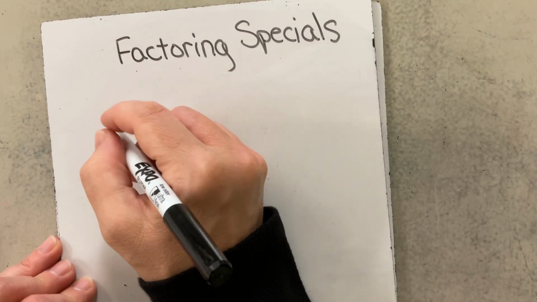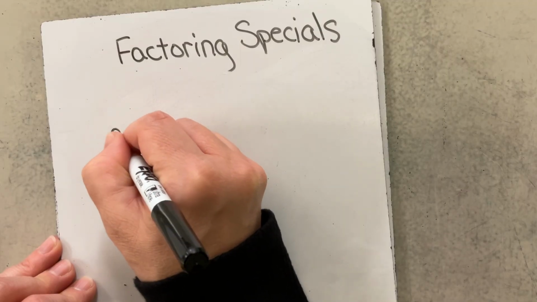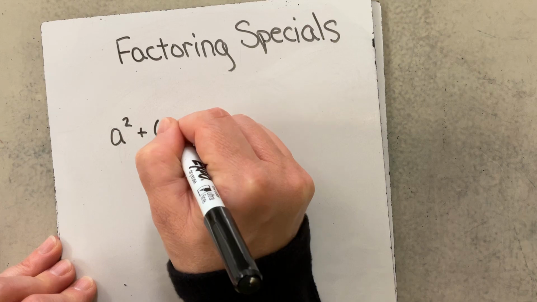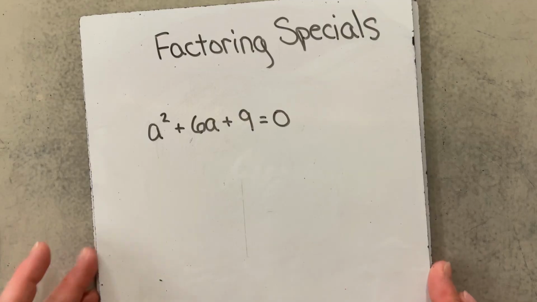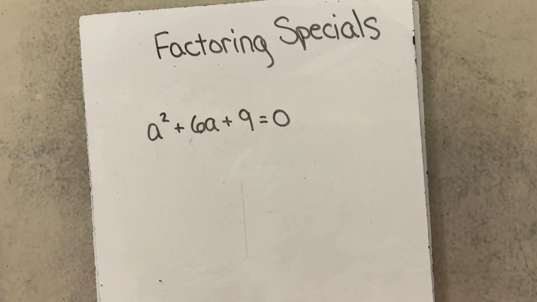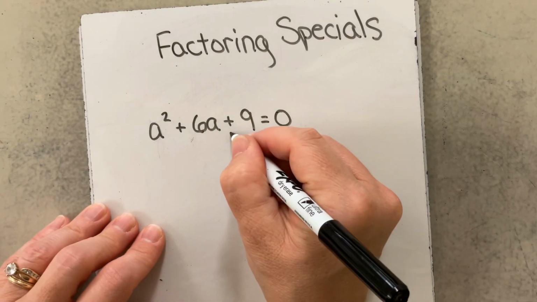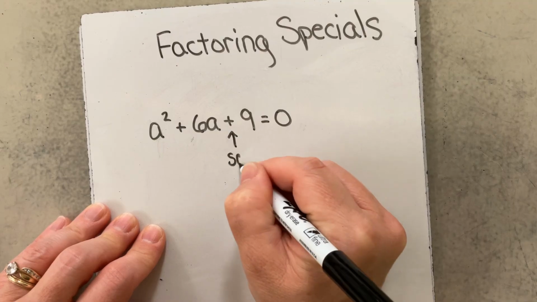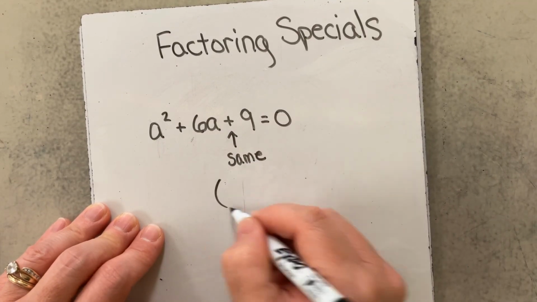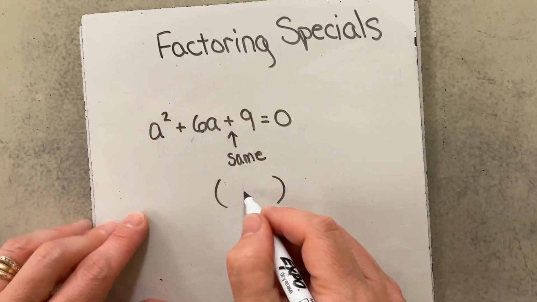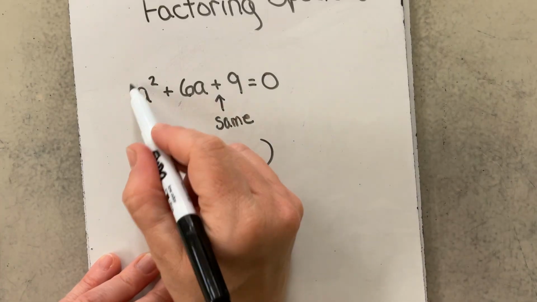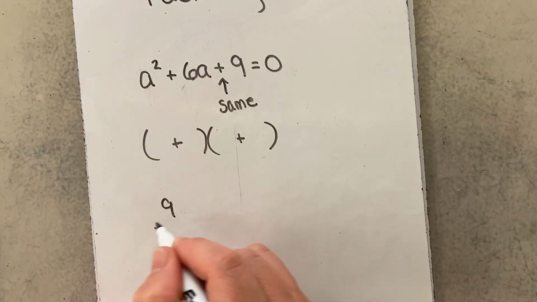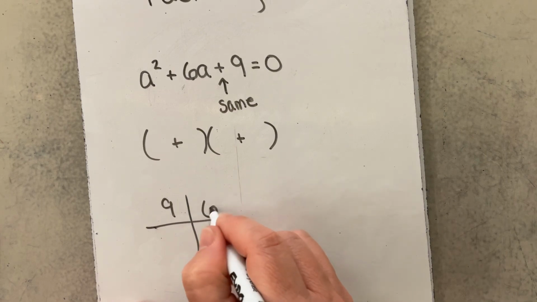Let's do this one, a squared plus 6a plus 9. Okay, and we're to set it equal to 0. All right, it's not a difference of 2 squares. Okay, let's just look at it this way. I know they have the same signs. Right away I can divide it into the same sign, and the sign's going to be a plus. I know a times c is 9, and my b value is 6.